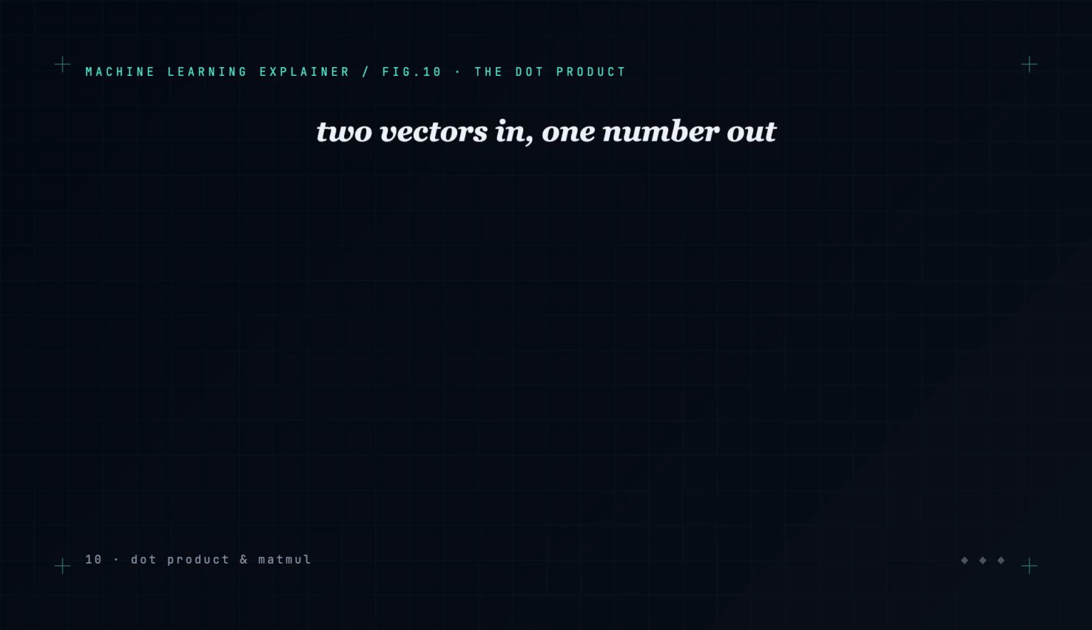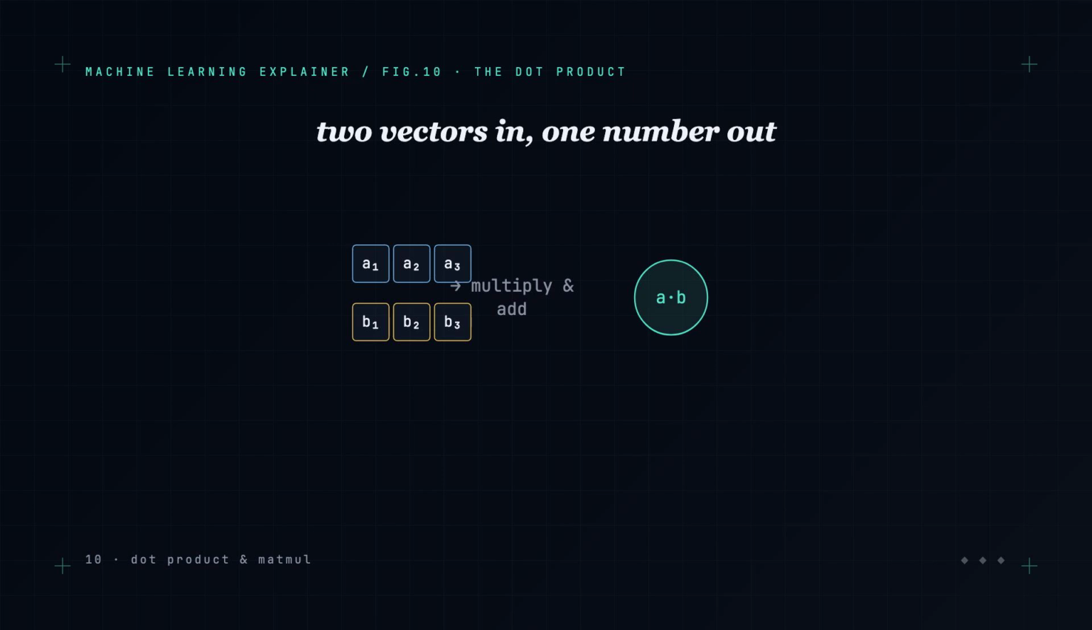Start with the dot product. Take two vectors of the same length. Multiply them together one slot at a time. First with first, second with second. Then add all those products into a single number. Two lists of numbers go in. One number comes out. That's the whole operation. Simple. But what that number means is the interesting part.